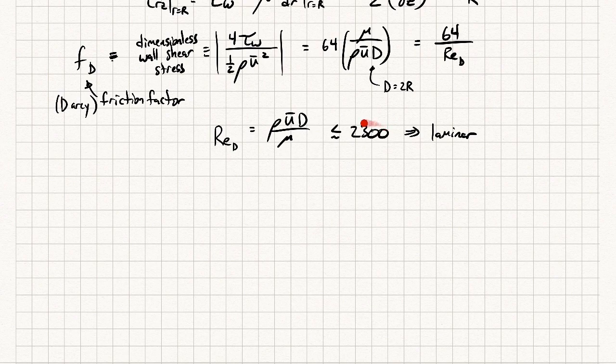Now, why 2300? Why is that such a magical number? We just have observed it experimentally. There's no theoretical justification for that. We just find that that's the case. And 2300 is just an engineering rule of thumb, kind of a ballpark number.